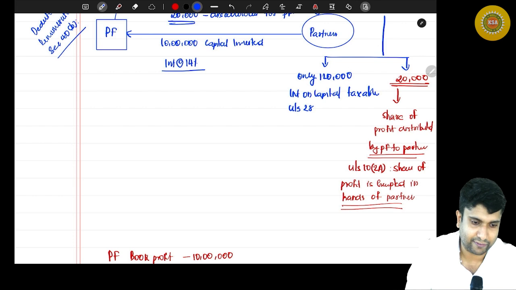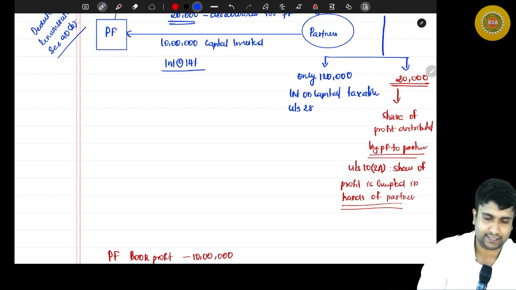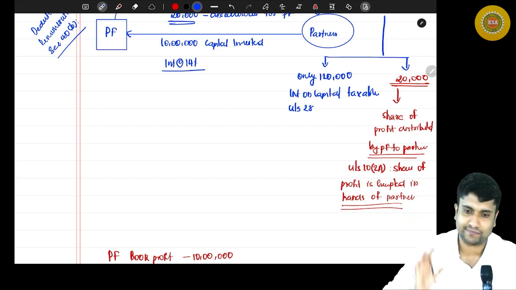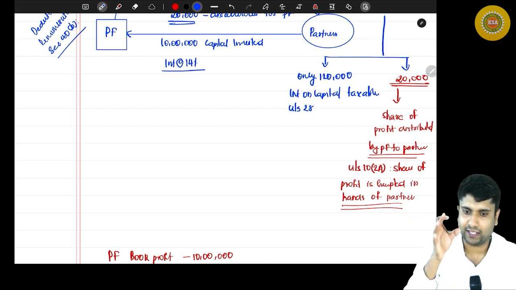Sir, we have three working partners in a firm. Each partner gets 5 lakh per annum. In this case also, the limit is 6.9. Yes, altogether 6.9. In between the partners, you adjust. Okay, in between the partners, you adjust.